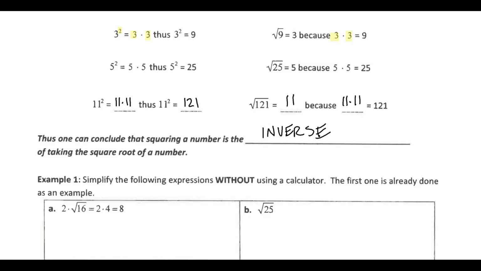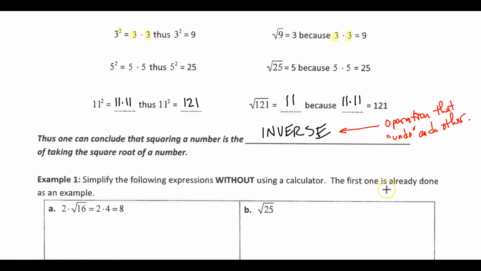So remember, when I say inverse, go ahead and write this down as well. These are operations that undo each other. Okay, so again, like addition, subtraction, multiplication, division, and then squaring and square rooting.